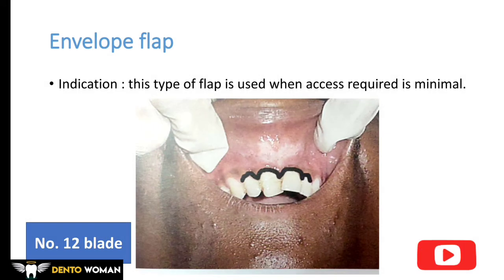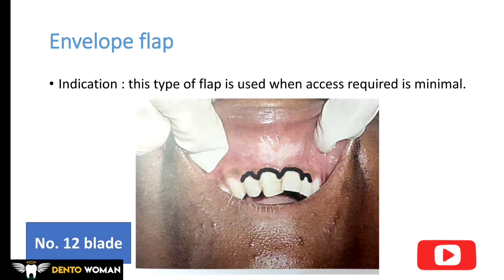Envelope flap indication: this type of flap is used when access required is minimal. As you can see in the picture, this consists of a clavicular incision without any relieving incisions, and a number 12 blade is used to make the clavicular incisions. So whatever incisions we're going to study further, in each and every incision the first required is the clavicular incision. This is a very basic incision for any kind of flap and we use a number 12 blade for it.